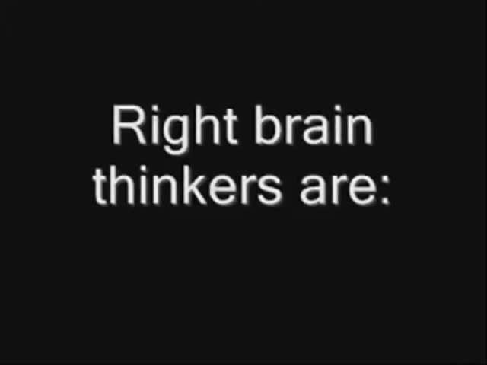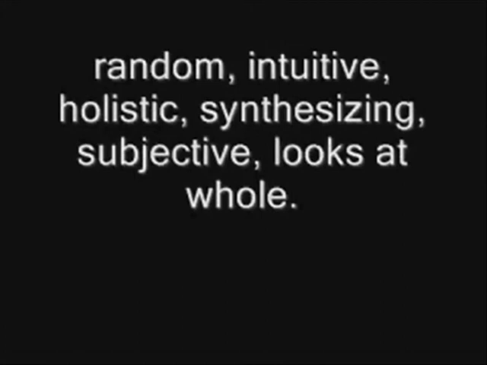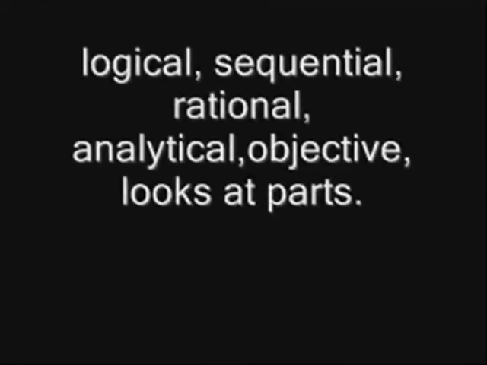Right brain thinkers are random, intuitive, holistic, synthesizing, subjective, and they look at the whole picture. On the other hand, left brain thinkers are logical, sequential, rational, analytical, objective, and look only at the part of the picture. There are some people who see her twirl in either direction, but the big question is, what kind of thinker are you?